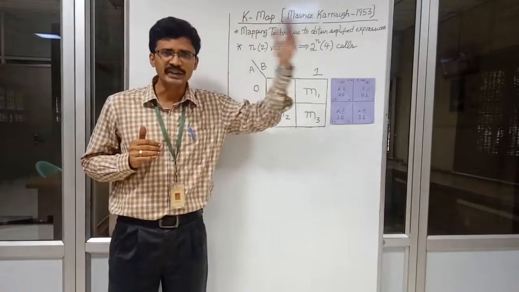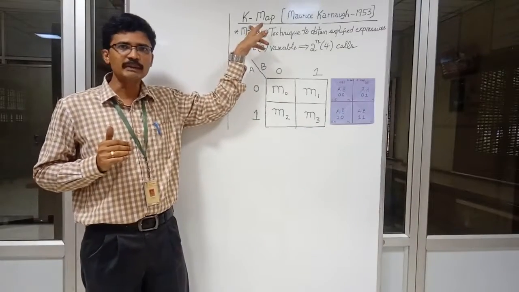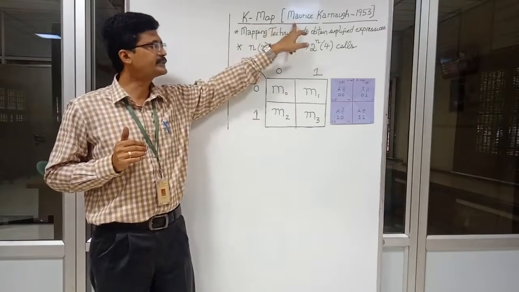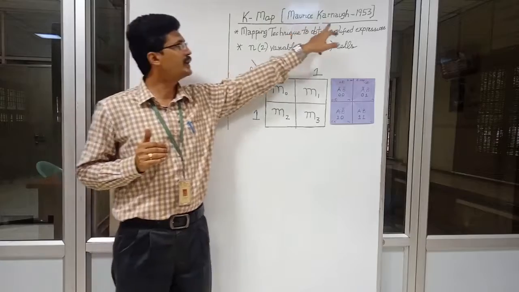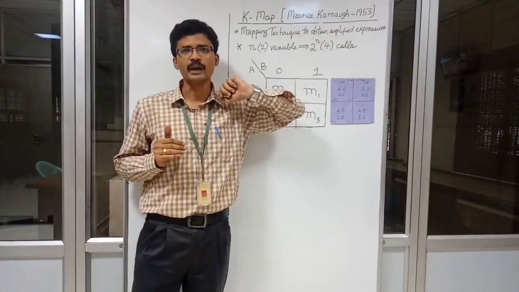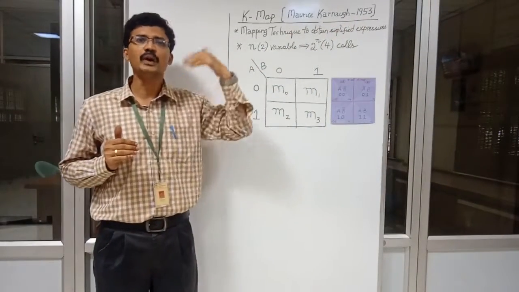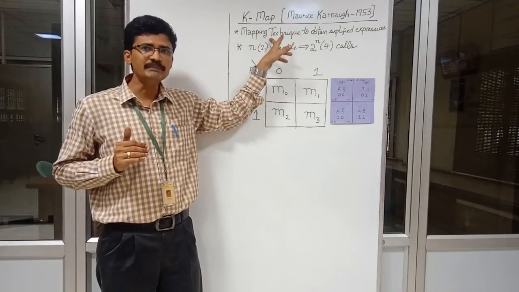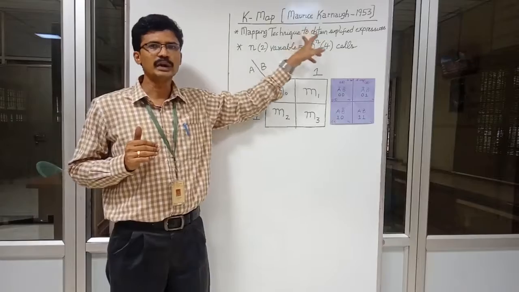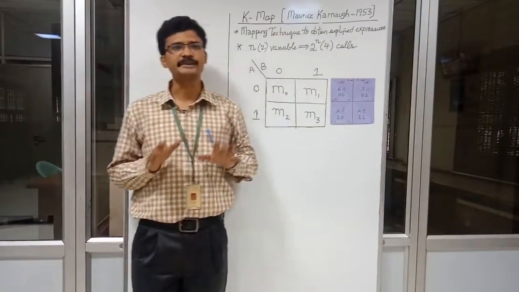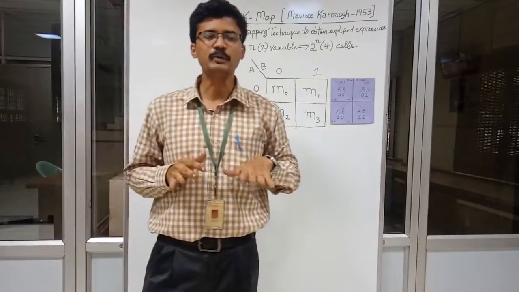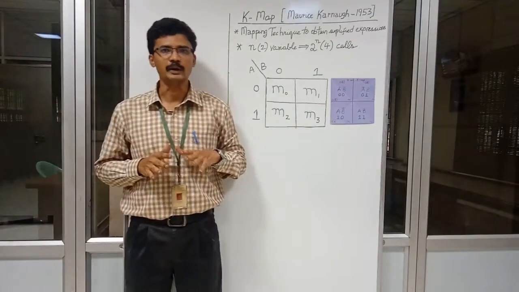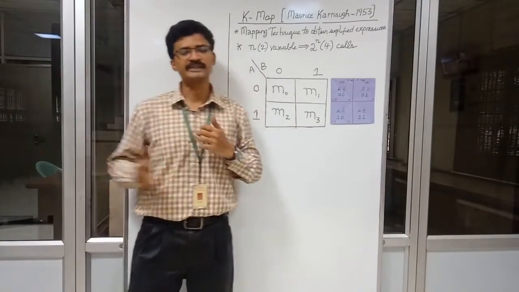Now, about the history, this so-called K-map was introduced by Maurice Karnaugh in the year 1953. What Karnaugh is all about is a mapping technique whereby you can obtain simplified expressions. It's quite easy, and moreover easy to understand. Now, let us proceed step by step.